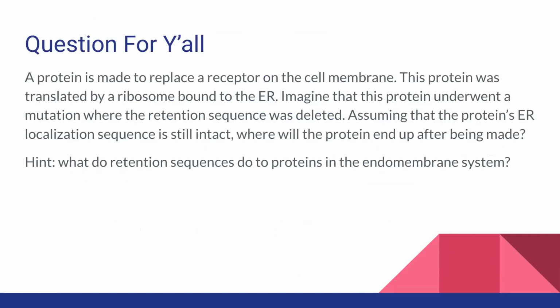So here's a question for you. A protein is made to replace a receptor on the cell membrane. This protein was translated by a ribosome bound to the ER. Imagine that this protein underwent a mutation where the retention sequence was deleted. Assuming that the protein's ER localization sequence is still intact, where will the protein end up after being made?